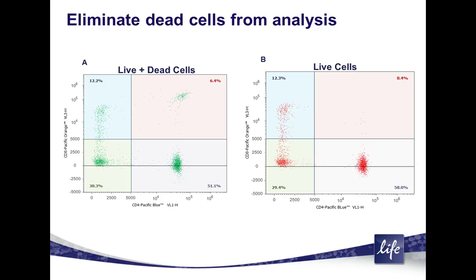Plot B on the right was first gated on SYTOX Orange negative cells, which are the live cells, to exclude the dead cells from the analysis. And then a lymphocyte gate was used. And you can see that the abnormal co-positive population is gone.